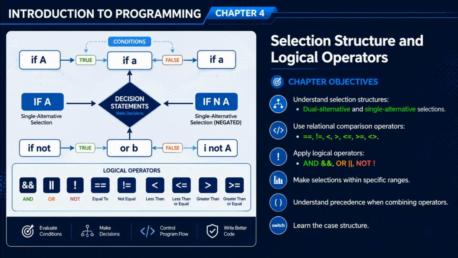Welcome to Chapter 4, Selection Structure and Logical Operators. By the end of this chapter, you'll understand dual alternative and single alternative selection structures, use relational comparison operators like equals, less than, and greater than, apply the logical operators and, or, and not, make selections within specific ranges, understand precedence when combining operators, and learn the case structure.